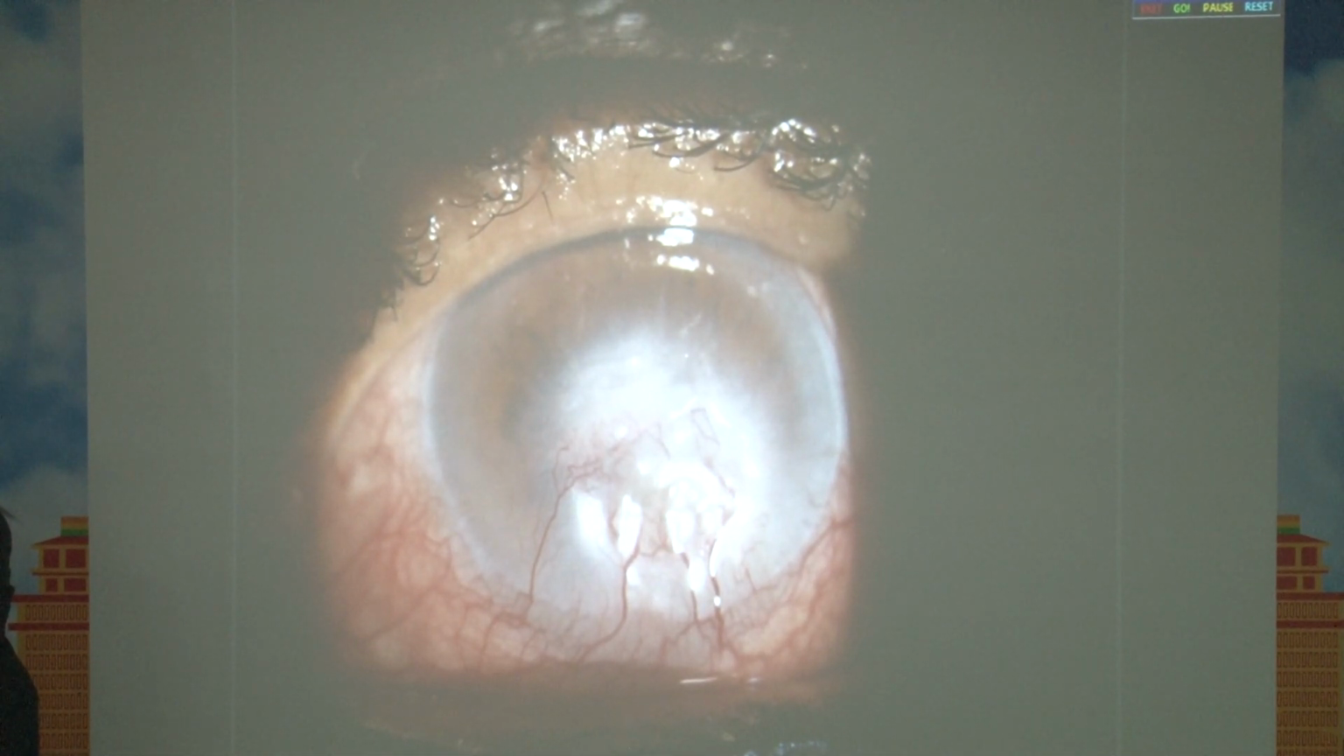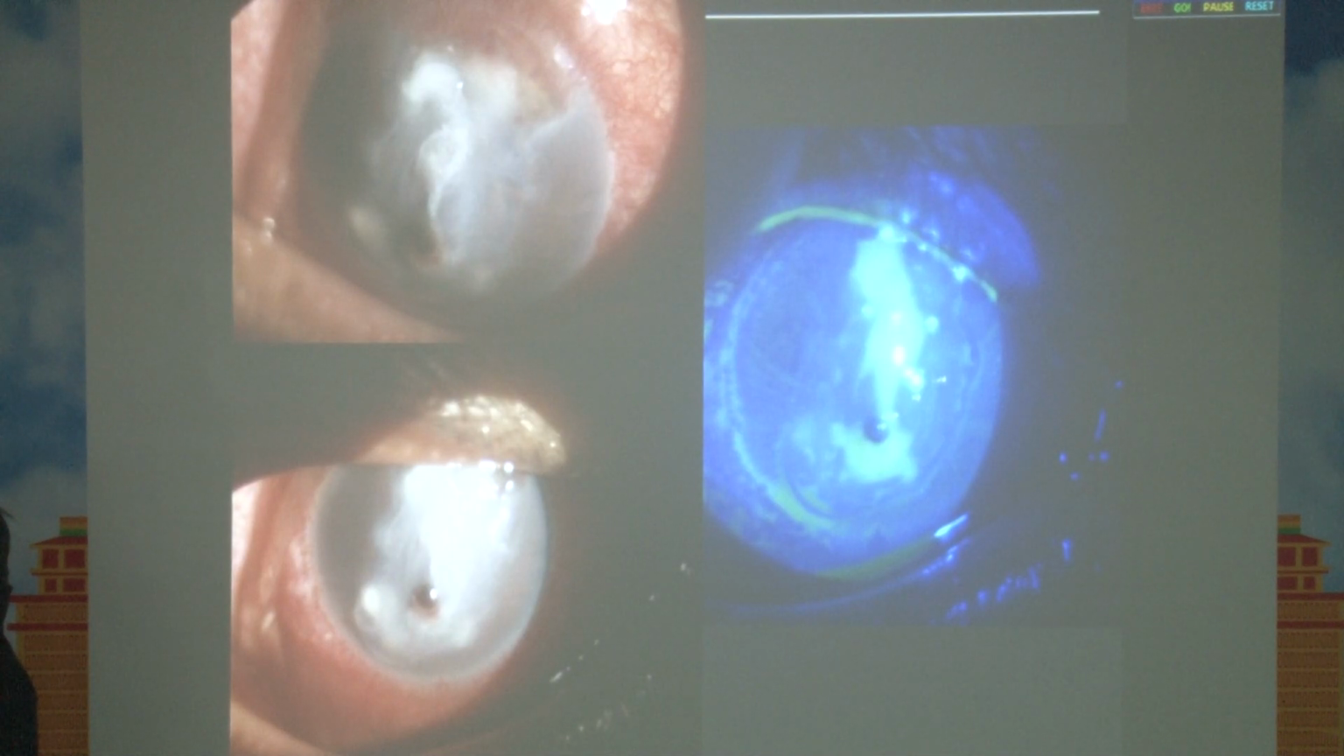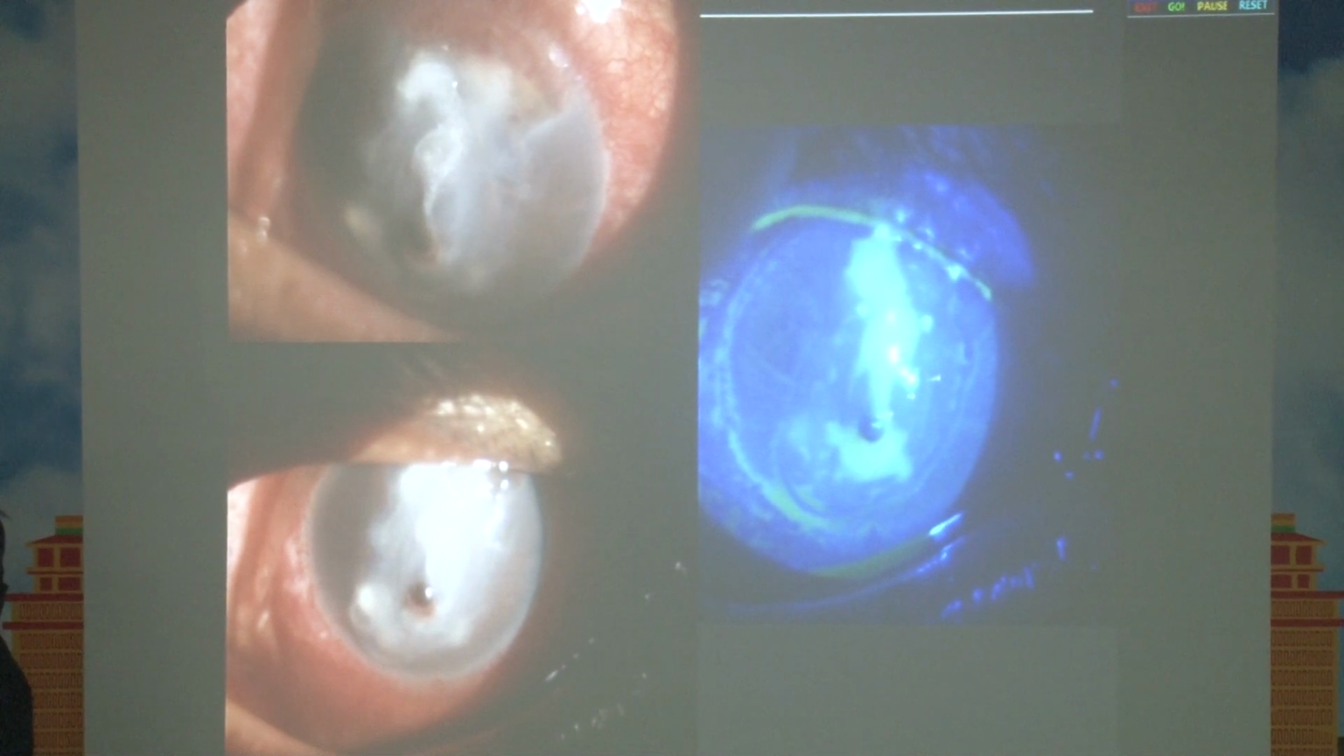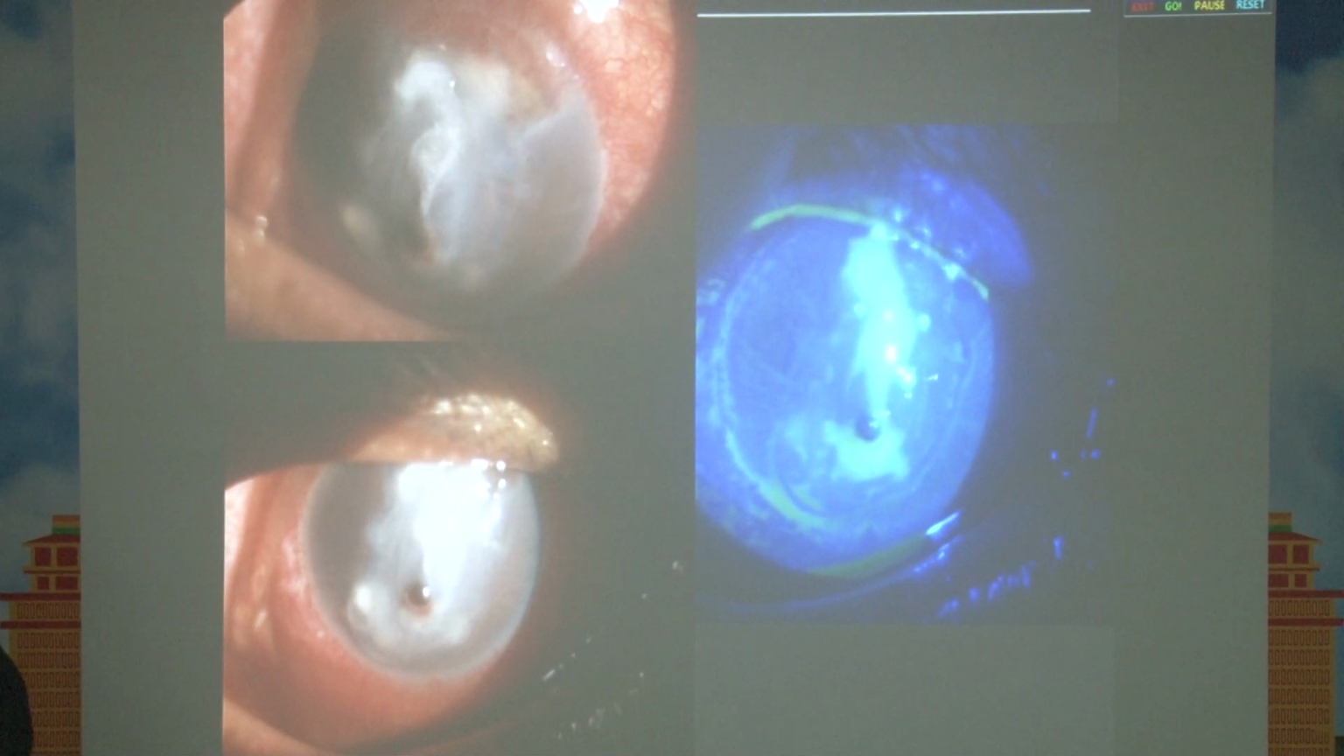Necrotizing viral keratitis is difficult to diagnose and difficult to manage, but if we suspect it and start antivirals and steroids at an early stage, we can salvage the vision and the eye. This is the case where I said you see early melting and perforation in the early stage of the disease.